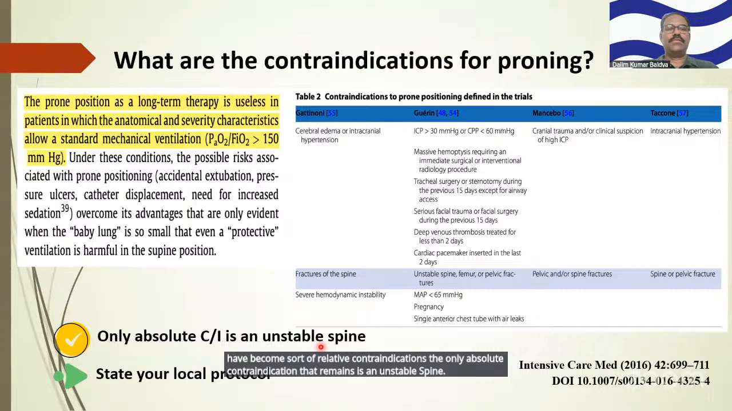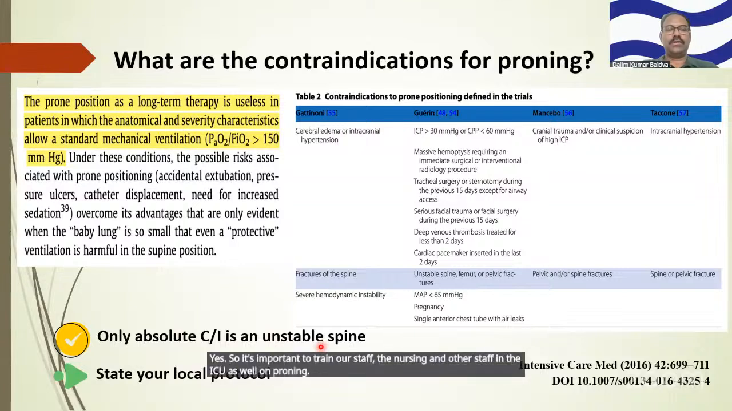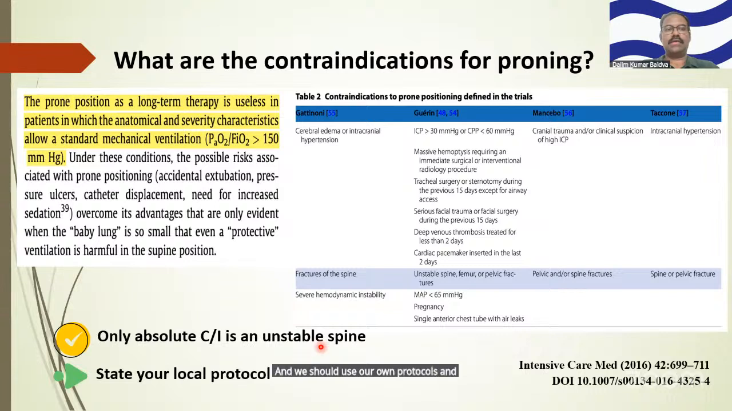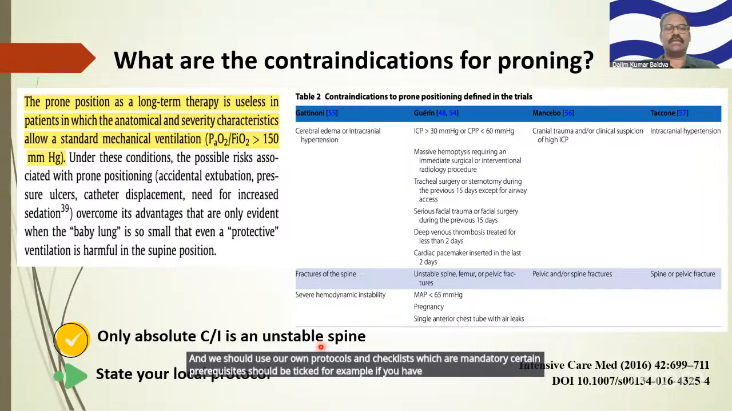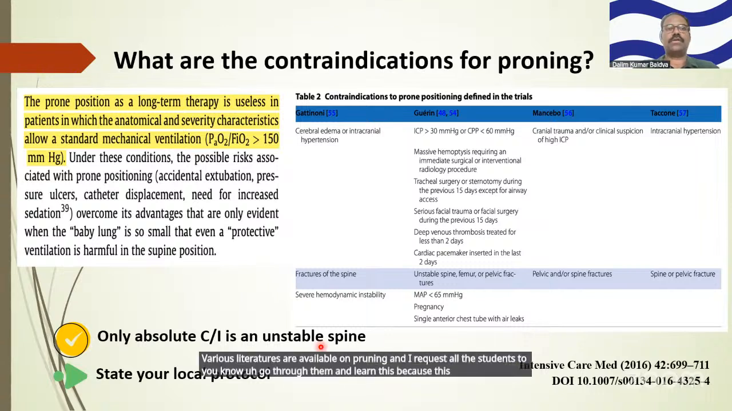Yes. So it's important to train our staff, the nursing and other staff in the ICU as well, on proning. And we should use our own protocols and checklists, which are mandatory. Certain prerequisites should be ticked. For example, if you have to put any lines and catheters, do some investigations, echo, POCUS, and all those things, try to do it just before proning and move ahead. There is various literature available on proning, and I request all the students to go through it and learn this, because this is the single most important factor which improves survival in ARDS.